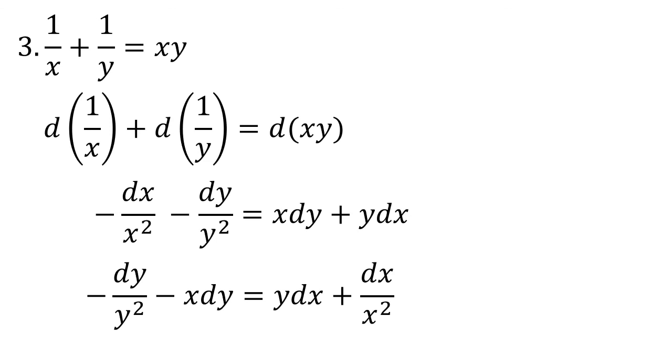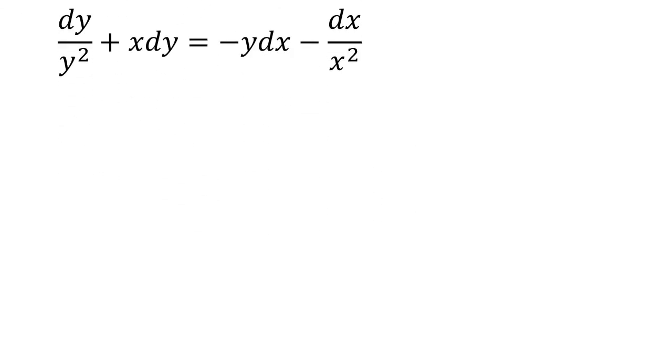Write the terms with dy and dx together. Dy on the left side of the equation, dx on the right side of the equation. So negative dy over y squared minus x dy equals y dx plus dx over x squared. And then this will become dy over y squared plus x dy equals negative y dx minus dx over x squared. Okay? So what happened? We multiply both sides of the equation by negative 1.